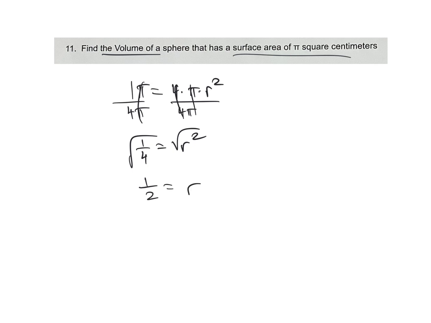So your radius is 1/2, so now your volume is 4 times pi times 0.5 cubed divided by 3. So 0.5 cubed is 0.125 times pi times 4 divided by 3. And the volume is 0.52 cubic centimeters.